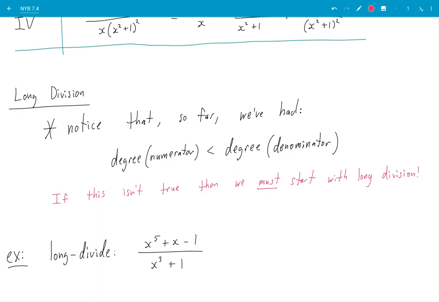Long division. So as I mentioned before, we've always had degree of numerator strictly less than degree of denominator. Now, if you don't have that, we have to do what's called long division of polynomials.